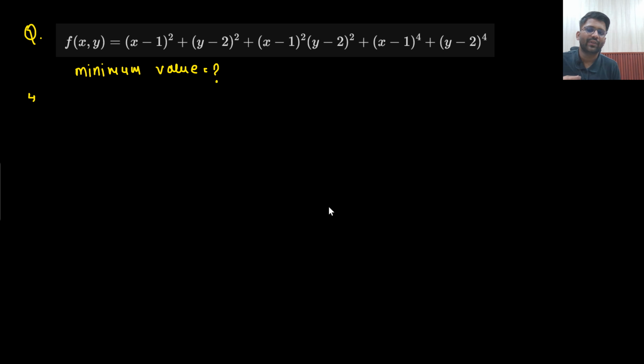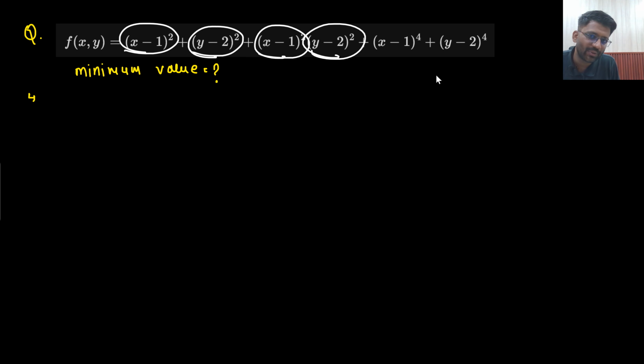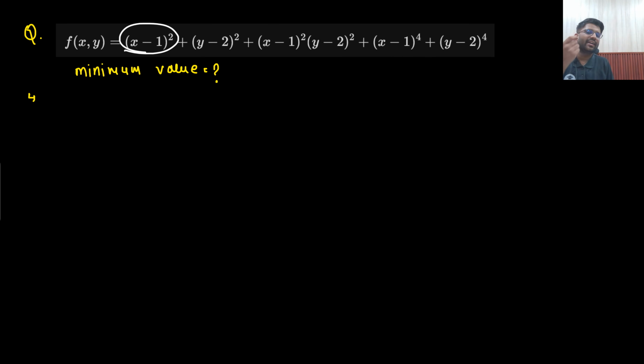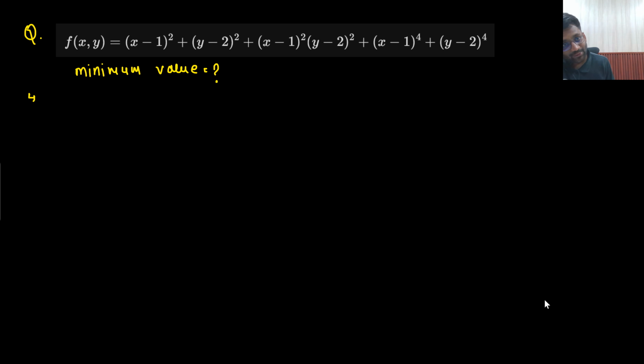This is the question. You need to find out the minimum value, maximum value, whatever it is, where it would occur. At 1 comma 2 it would occur, no? See this whole function. This will be always positive, this will be always positive, power 4, always positive. So minimum value will occur at 1 comma 2 and the value will be 0. This I already know. But yes, we can follow the process.